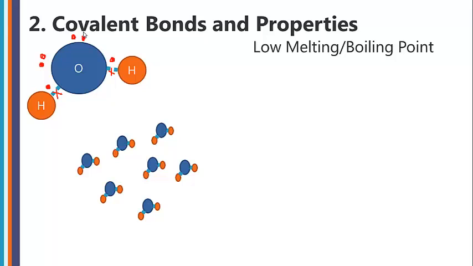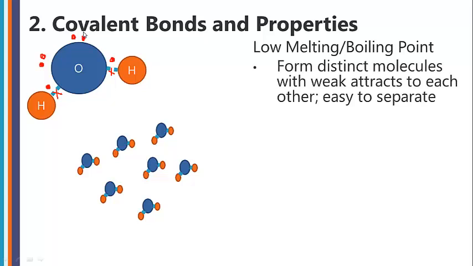So ionic compounds have very high melting points, whereas covalent compounds have very low melting points. This is because there are distinct molecules in a covalent compound. So each of these is a distinct molecule, and the attractions between them are fairly weak. So in this case, I'm drawing in some hydrogen bonds, but the attractions between these are much weaker than the attractions between atoms in a bond. Therefore, they're easier to separate, making them easier to boil or to melt.